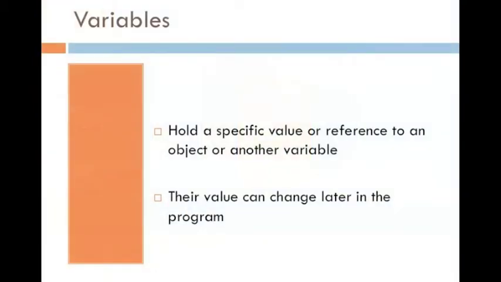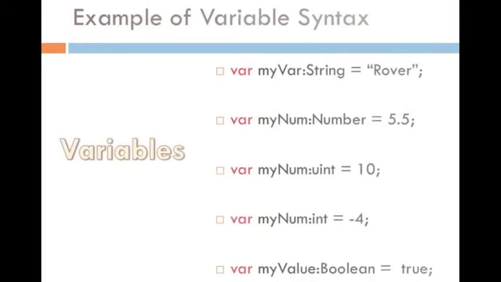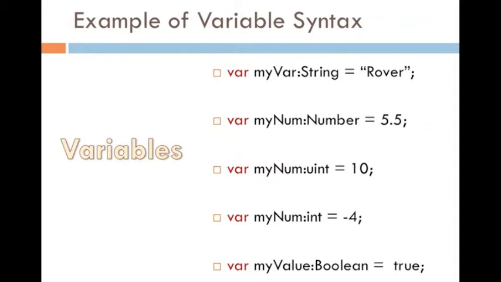Variables hold a specific value or they reference another object or another variable, and their value can change later in a program. Here are some examples of variable syntax that we are familiar with. As you can see, variables can be strings, numbers, and Boolean values, as well as expressions.